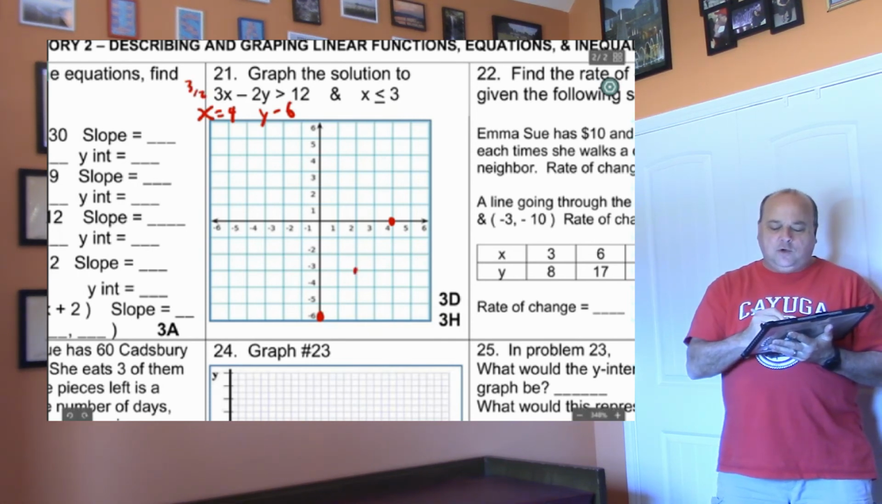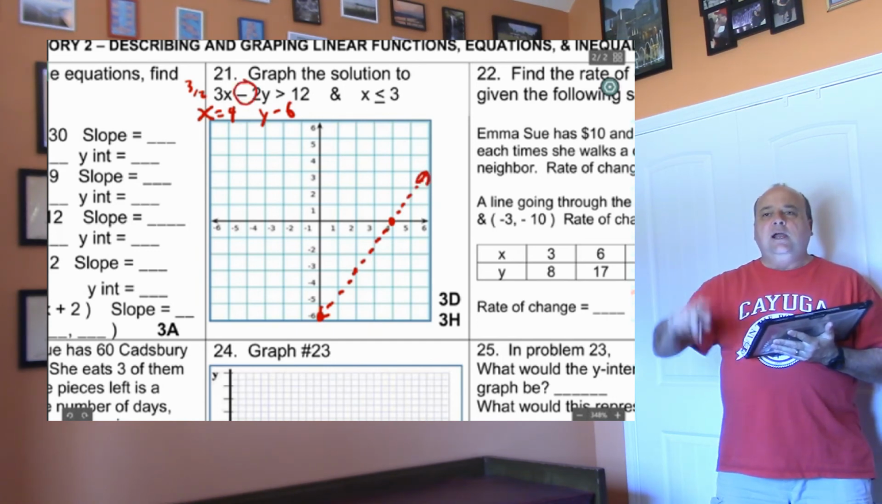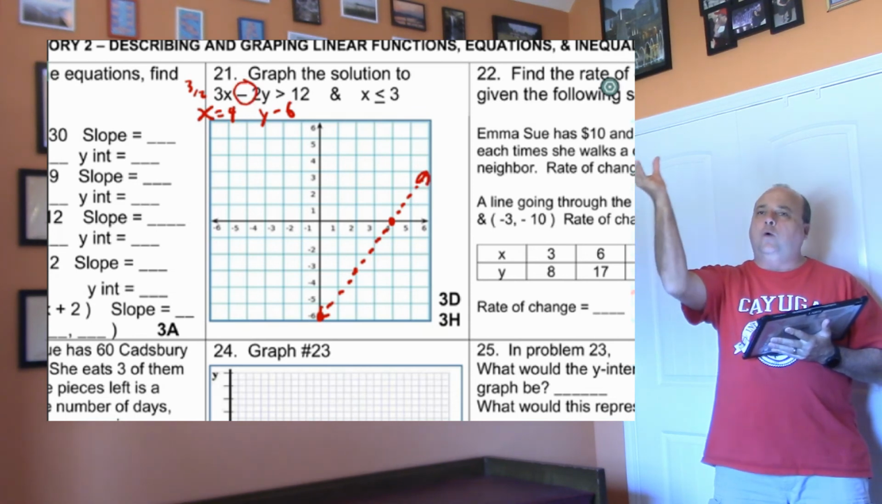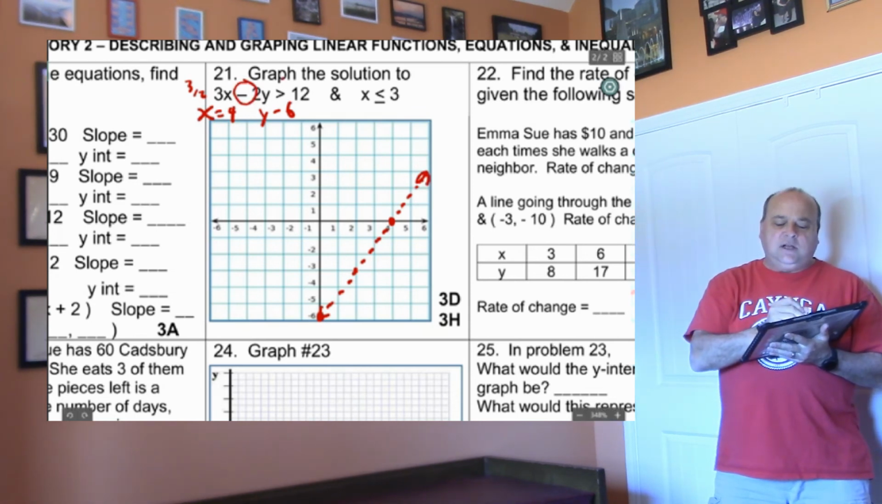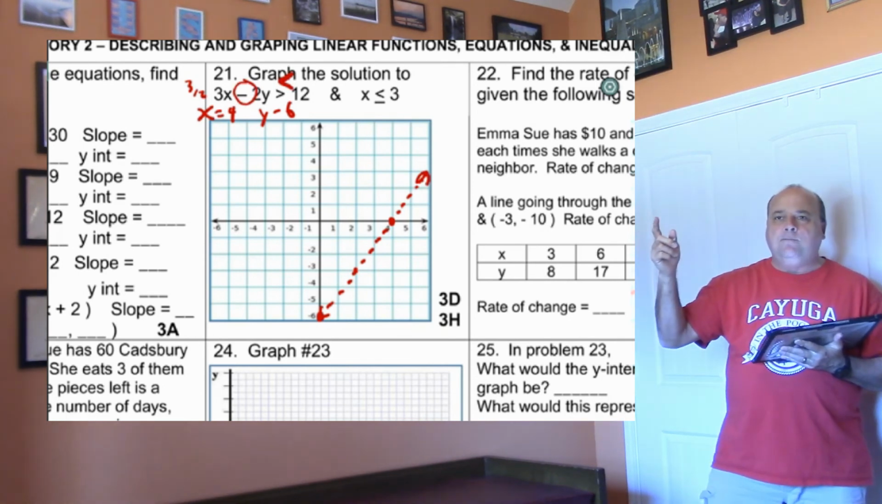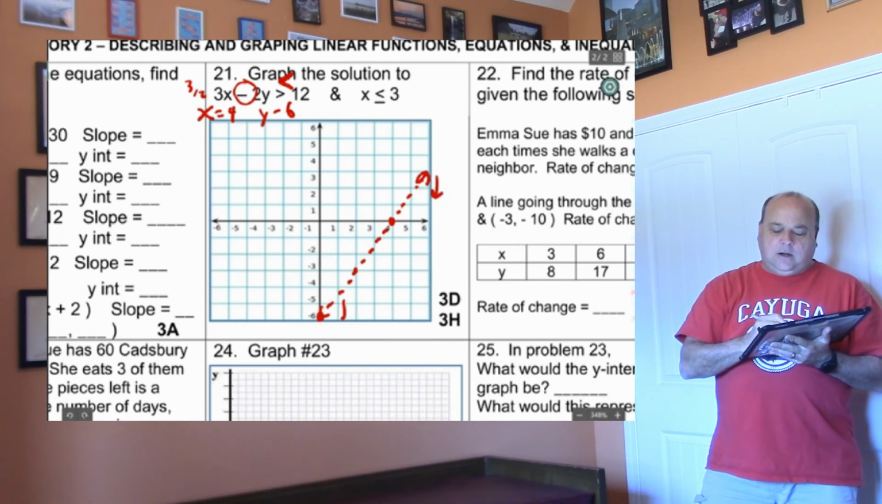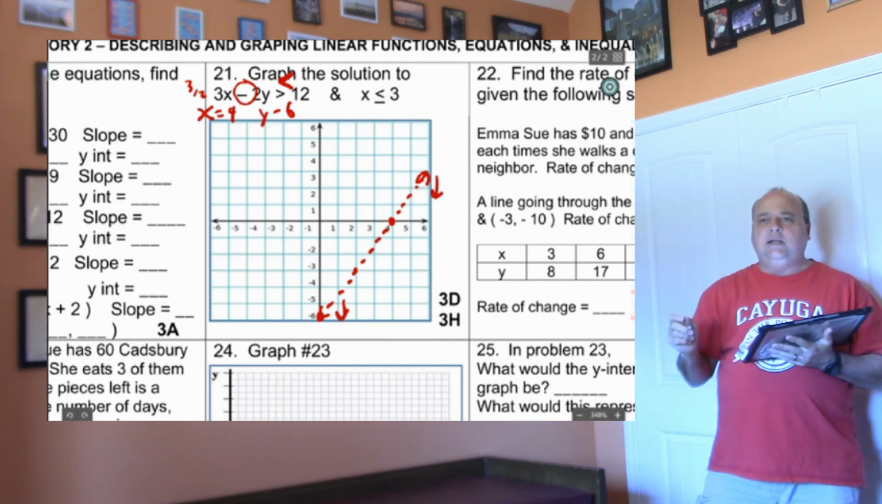I'm going to draw a dashed line. Now then, the y is negative. If the y is negative, the inequality flips. So instead of greater than, it's going to turn into less than if we solve for y. So I would shade not up, but down. So this line will be shaded down.